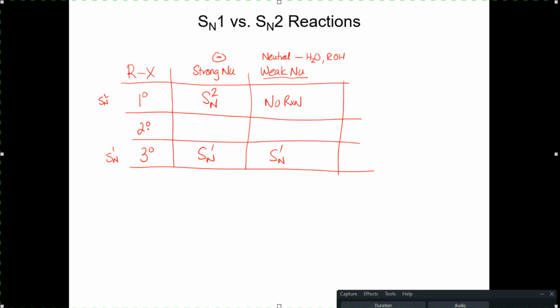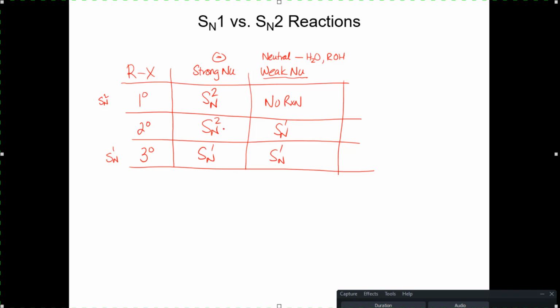And that is that a secondary halide and a strong nucleophile is going to do SN2. And it's actually not even that clean cut, because remember, weak nucleophiles can only react with, in what mechanism? SN1. Can a secondary alkyl halide form a carbocation? Yes.